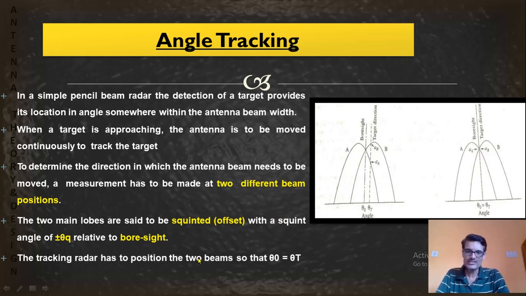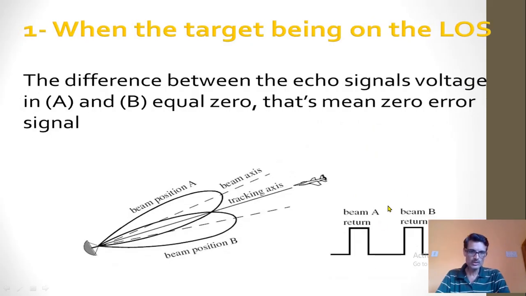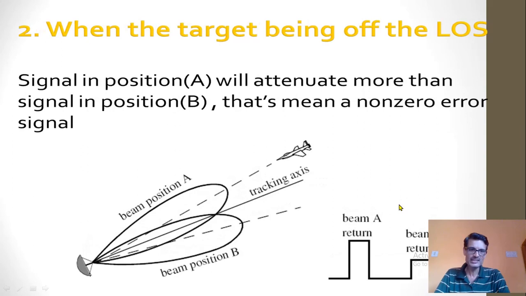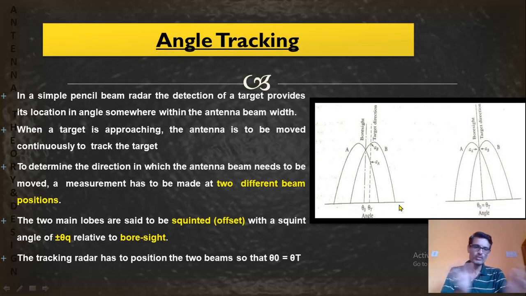The tracking radar has to position the two beams so that theta naught equals theta t. So we have to adjust the antenna position such that theta naught is equal to theta t, that is the target angle. When that happens, the amplitude given by both will be equal. When I subtract, let us say, the error signal will be 0, right? As I showed here, if these two are equal and I subtract, the error signal is 0. In that case, there is no need of moving the direction of the antenna. So that's how the tracking in terms of angle is done.